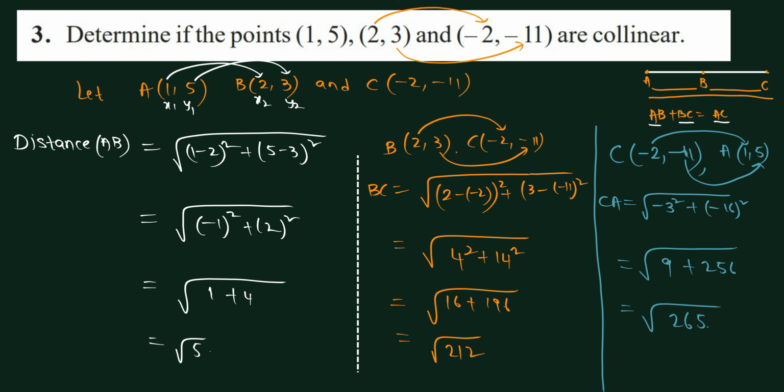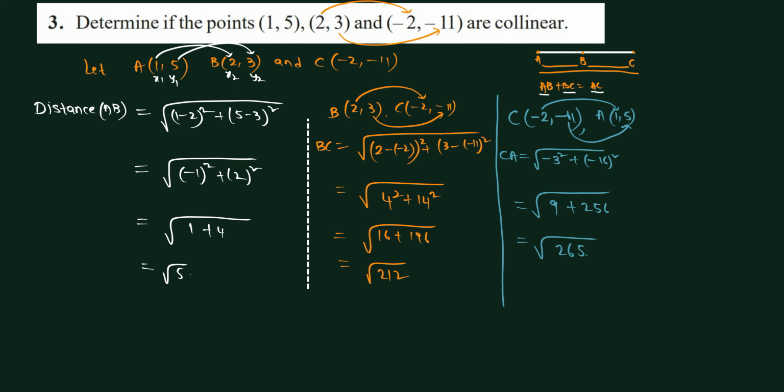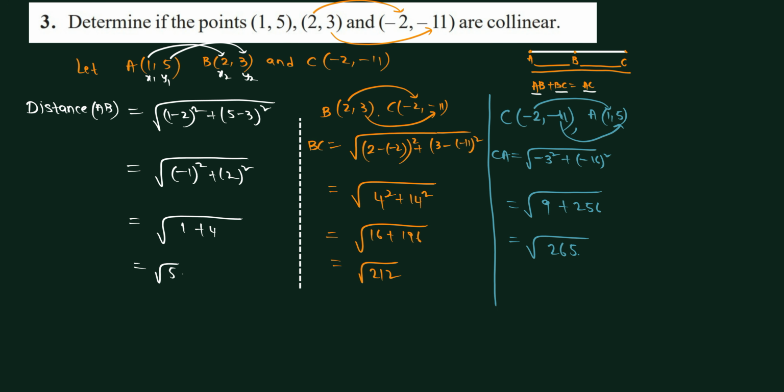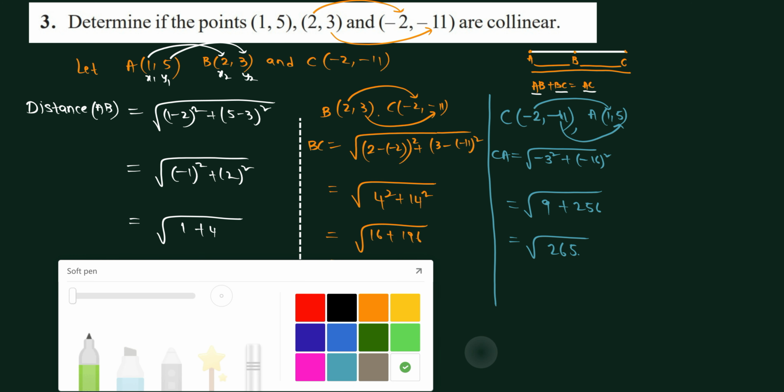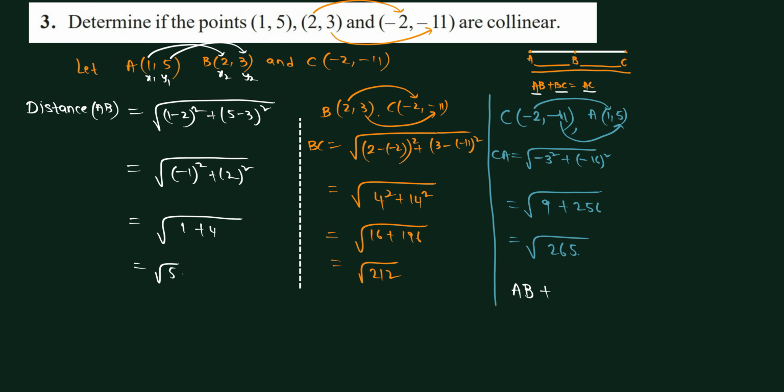Can I write that these values AB plus BC equal to CA? No, we cannot write. Here AB plus BC is not equal to CA. Therefore, the given points are not collinear. So in this situation, can I add this AB plus BC? Student? No, we cannot add. So AB plus BC is not equal to CA. Therefore, the given points are not collinear.